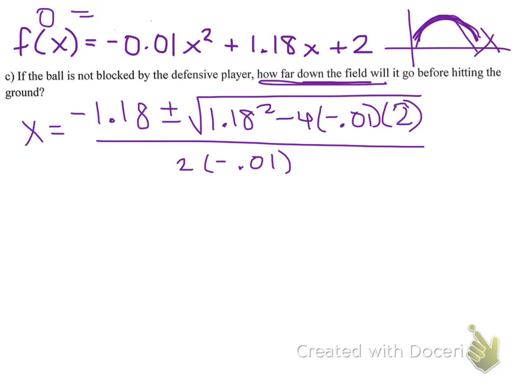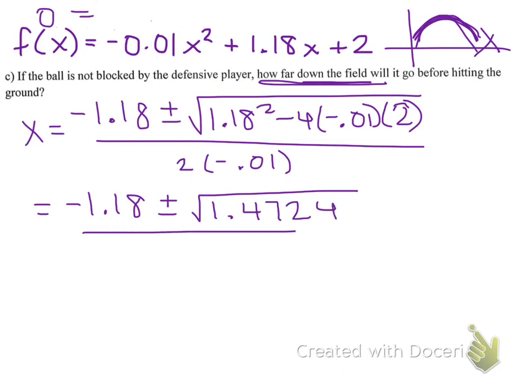And again, just like we do this by hand, I always tell my students to do the part underneath the square root to keep things consistent when we're doing this in class tomorrow. We're going to round to 4 decimal places. So the value I get underneath the square root would be 1.4724, all over negative 0.02.